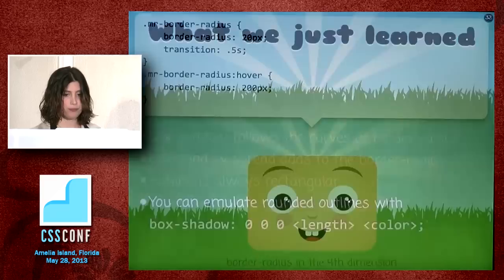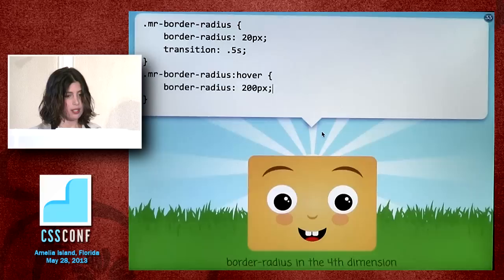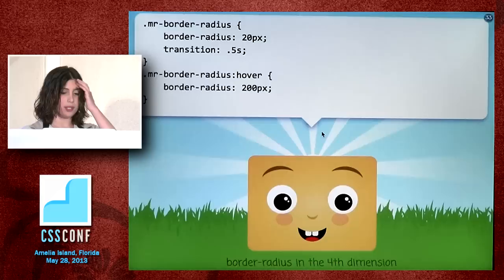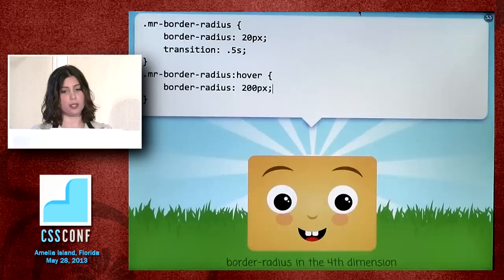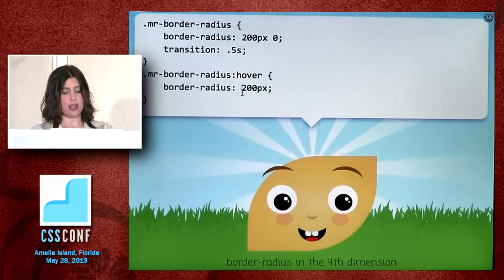So here's another thing that most of you already know, but some of you might not have thought about. Since border radius accepts length values, it's animatable. So we can make pretty cool animations with it. Like here we go from a smaller radius to a bigger one. And we can do things like this, which is kind of like it's dancing.